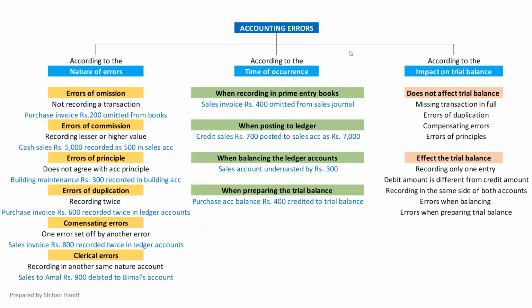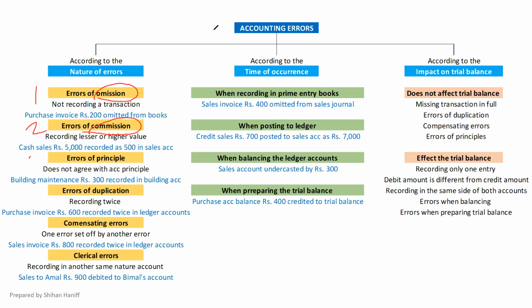So here we have examples. Errors of omission: omission means not recording a transaction. Purchase invoice 200 was omitted from the books. That is an error of omission. If it is omitted, we have to record it. Errors of commission: commission means recording a lesser or higher value.